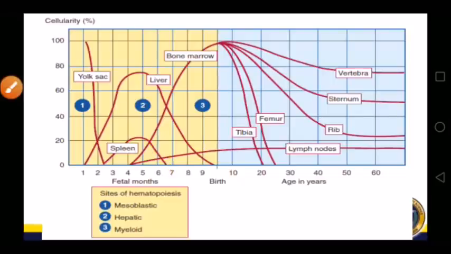As what you can observe in the graph, the bone marrow of the vertebra is the most cellular. So, ang bone marrow sa vertebra is the most hematopoietically active. At the same time, si sternum pod, somehow active pod siya, the ribs pod, femur, and the tibia. As we grow older, kanina lang sila na mga bones ang naay remaining na active bone marrow.